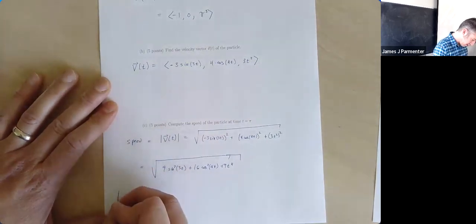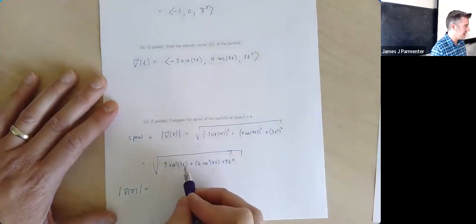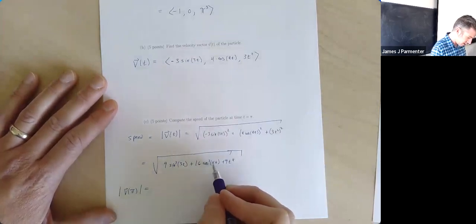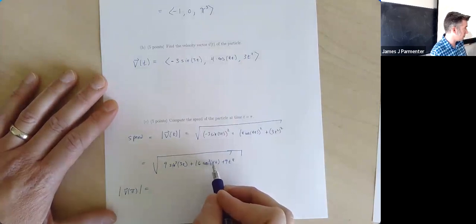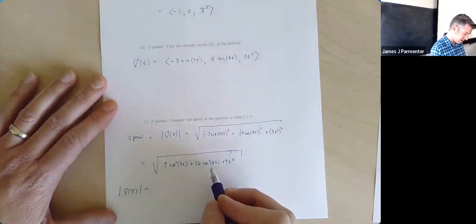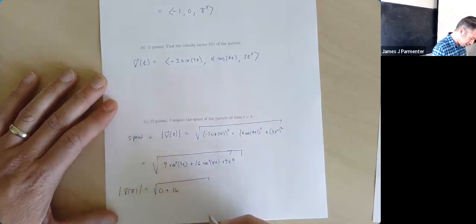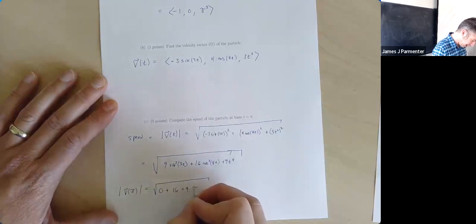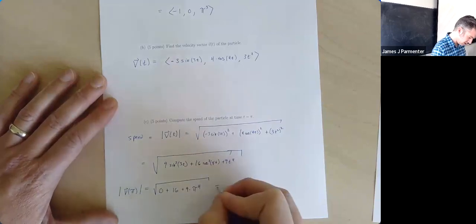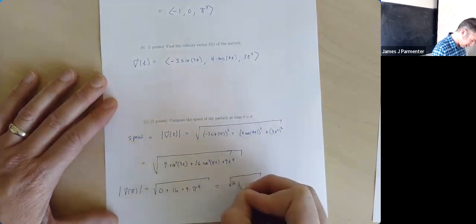And then if we plug in pi, the magnitude of v of pi is going to be, all right, so let's be smart about this. Sine of 3 times pi is going to be 0, because sine of any multiple of pi is 0. Cosine of 4 times pi is going to be +1. It doesn't actually matter if it's positive or -1, because we're going to square it anyway. What we're going to get here is the square root of 0 plus 16 times 1 plus 9 times pi to the 4th, which is interesting. 16 plus 9 pi to the 4th.